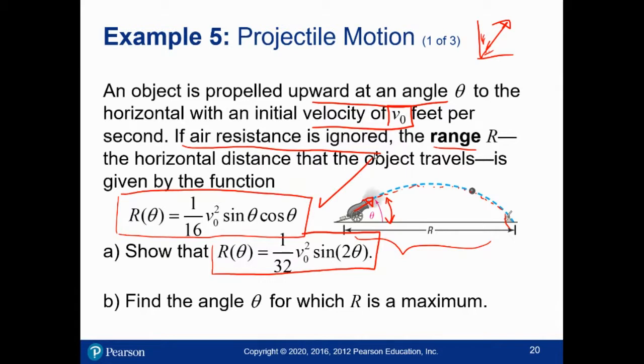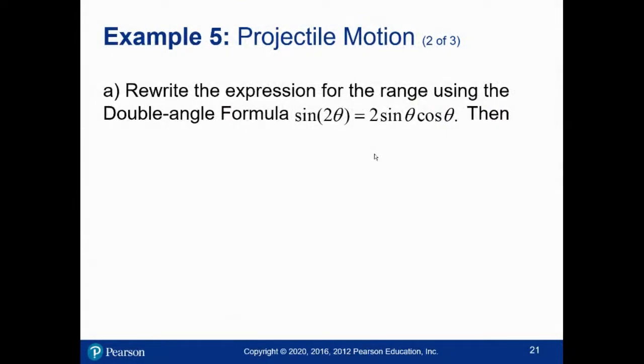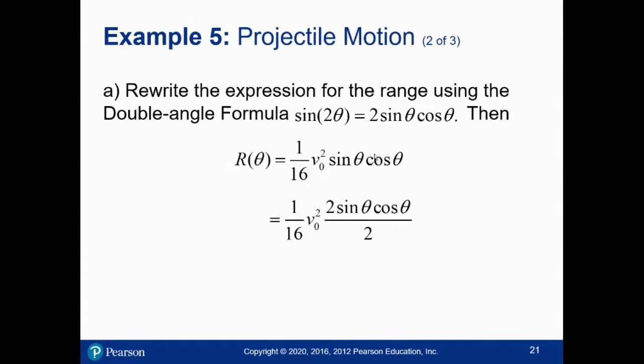Well, part A, notice we're trying to get a new formula that's almost exactly the same. It's just instead of sine theta cos theta, we want a sine of 2 theta. So we're really just going to do the same thing we did in the previous example. Where we have sine theta cos theta, I'm just going to multiply and divide by 2, but now I have 2 sine theta cos theta, which I can replace with the sine of 2 theta. And now that extra 2 in the denominator made the fraction out in front 1/32 instead of 1/16. So this part A was pretty straightforward.